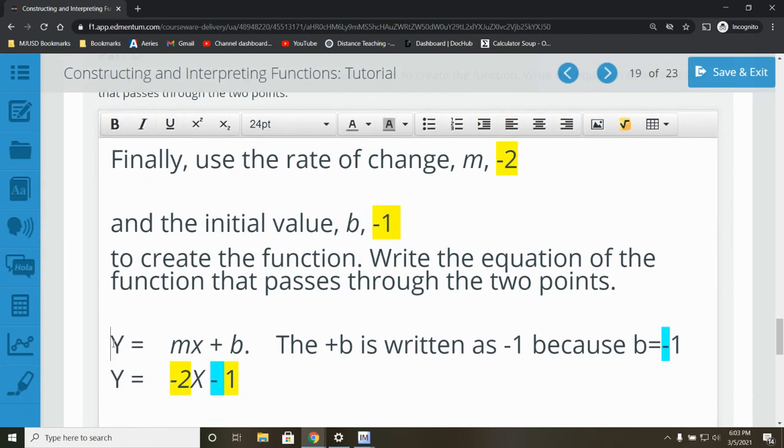So, using our standard equation here, our function for a line, y equals mx plus b. The plus b is written as minus 1 because b equals minus 1. Just wanted to clarify how we got from positive to negative here. Adding a negative is the same as subtracting. So y equals negative 2 times x minus 1.